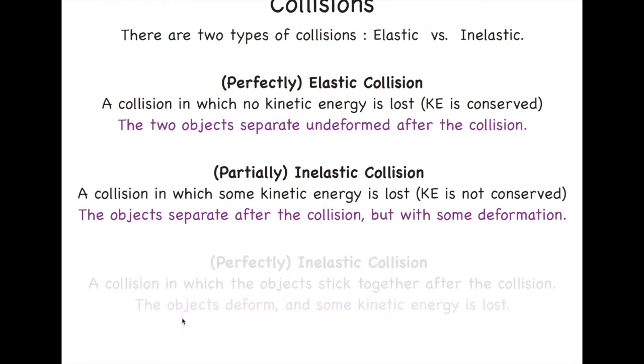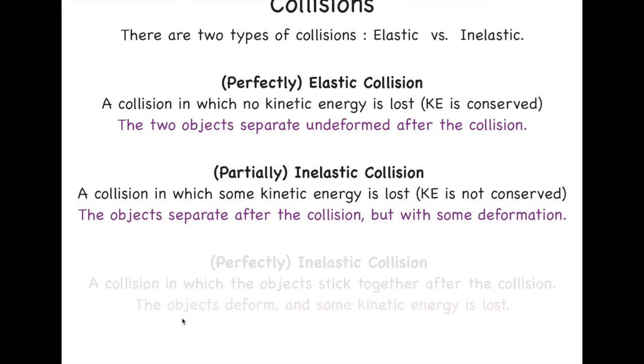Now that we've looked at the two extreme cases, the perfectly elastic collision and the perfectly inelastic collision, let's look at the intermediate case, what's called a partially inelastic collision. In a partially inelastic collision, some of the kinetic energy is lost, so kinetic energy is not conserved, but the objects separate after the collision with some deformation.